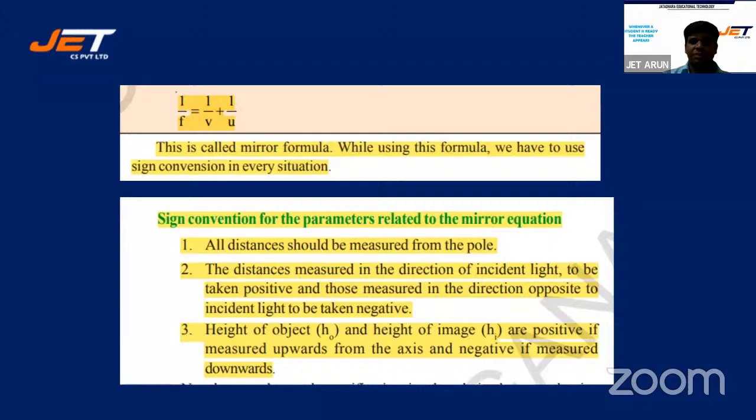So the first convention is we measure all the distances from the pole of the mirror. And all distances measured in the direction of the incident light are taken as positive. This is the mirror, this is the incident light, this direction is taken to be positive, and the left side is taken to be negative. Height of the object is measured upward as positive, and downward as negative.